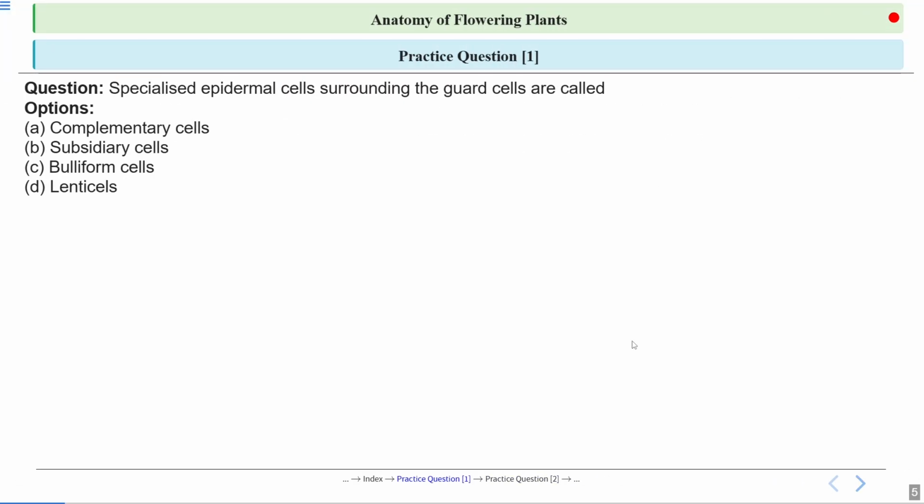The first question. Specialized epidermal cells surrounding the guard cells are called A. Complementary cells, B. Subsidiary cells, C. Bulliform cells, and D. Lenticels. Very important question. What is the special name given to the cell that surrounds the guard cells? What is the name of that? Surrounding the guard cells. Let's move to the answer.